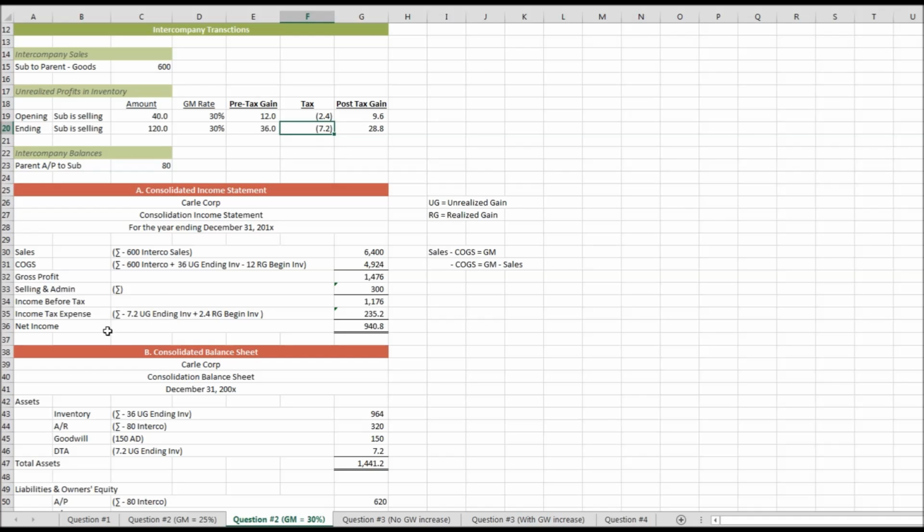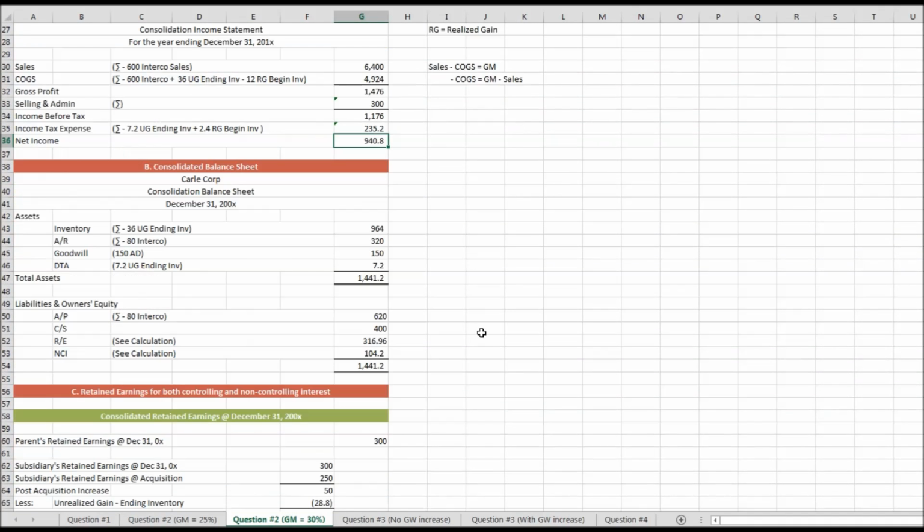And then we simply add together. We make a summation of the two values that the sub and the parent had on their income statements for income tax expense. And then we should get $940.8. So that's part A. Now we're going to move along to the consolidated balance sheet right over here.